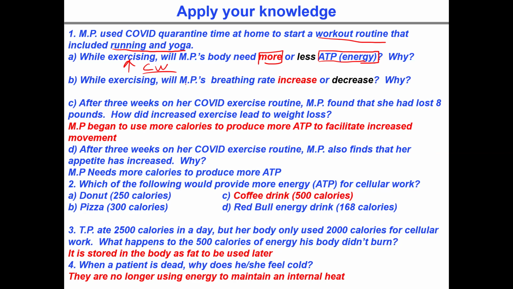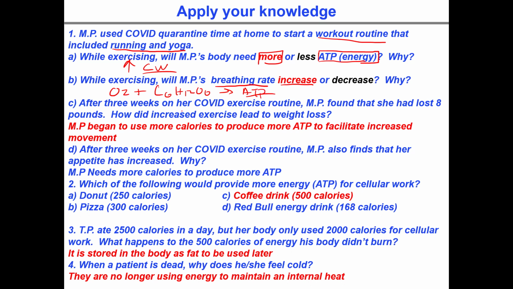While exercising, what's happening with the breathing rate? It should have increased because remember, oxygen or O2 is one of the components we need, as well as C6H12O6, or in this case, food, in order to produce our ATP.